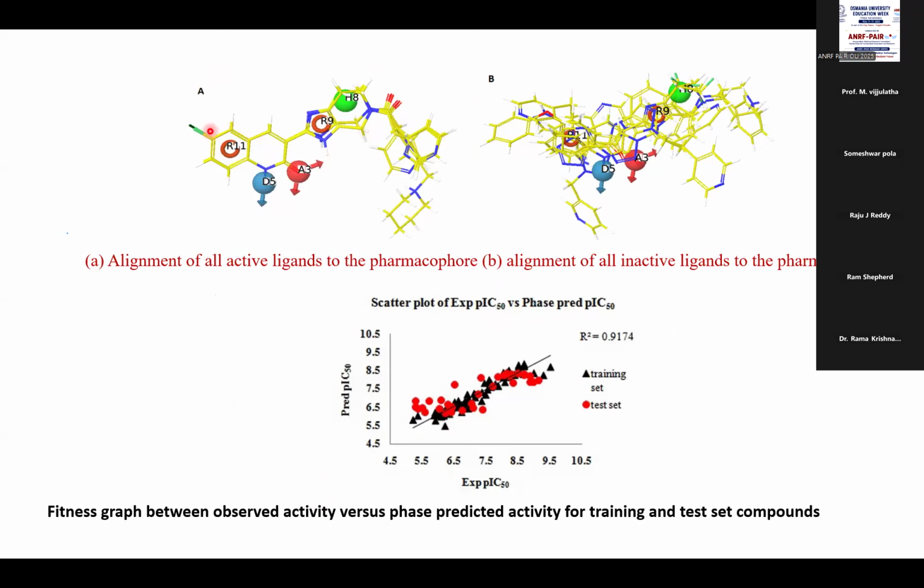And when we align the active molecules, we got the pharmacophore as acceptor, donor, hydrophobic, and two rings, which are very, very important for this kind of structure to have better interactions with the active site. And also we have done a scatter plot where we have taken the experimental pIC50 and predicted pIC50 and tried to see how they align. And we got a good alignment, with a regression coefficient of 0.9, which is very, very good.